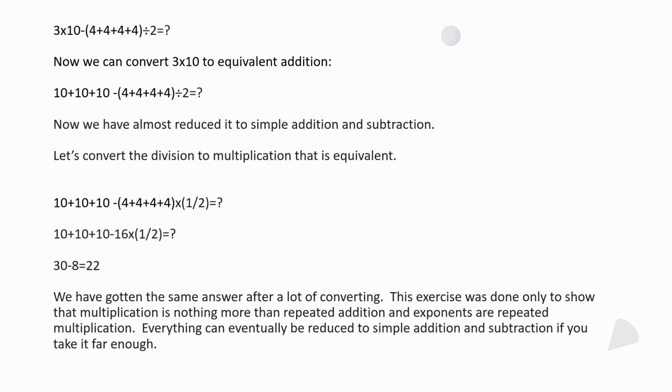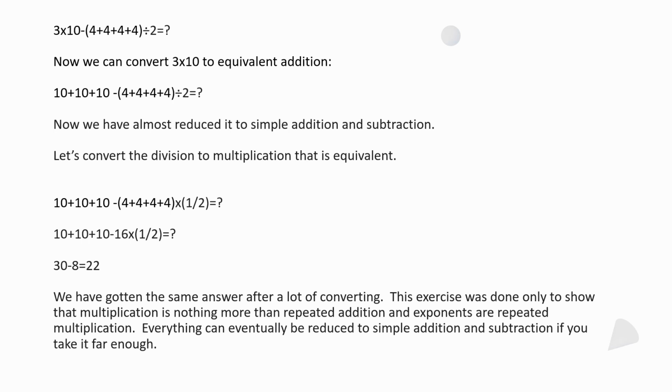So now look what we have. And then once we've done that, we can add our 10 plus 10 plus 10. So 10 plus 10 plus 10 is 30. Our 16 times a half was 8. Keep in mind we got that minus sign in there. We got to keep that. So it's 30 minus 8 equals 22. So you see we've gotten the same answer after a lot of converting. And this exercise was done only to show that multiplication is nothing more than repeated addition, and exponents are repeated multiplication. Everything can eventually be reduced down to simple addition and subtraction if you take it far enough.